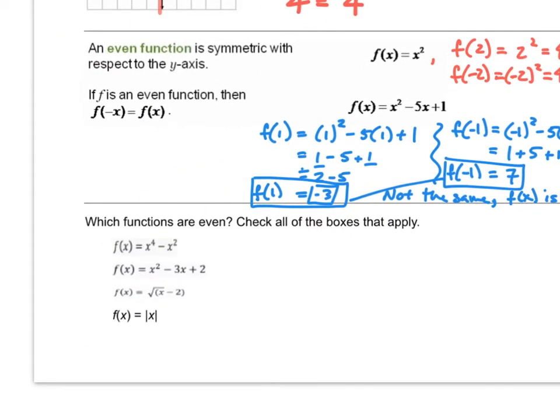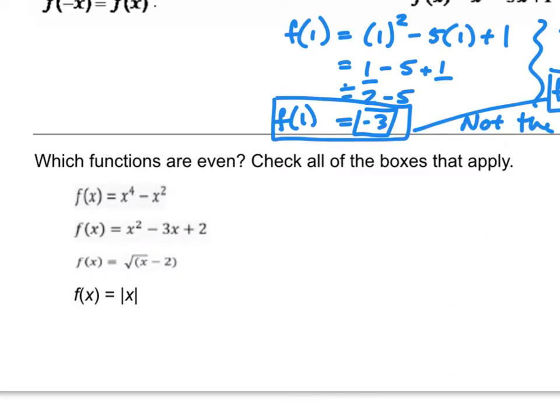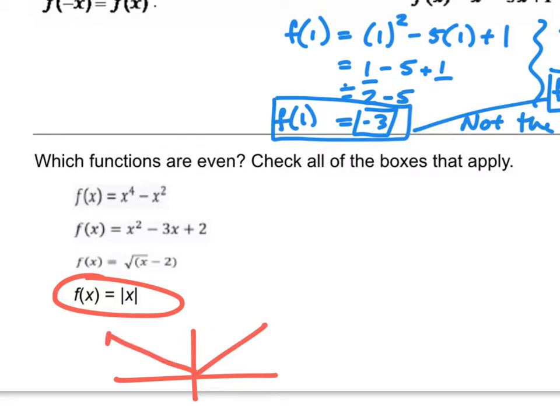Over here it says, which functions here are even? Check all the boxes that apply. The ones that I know are for sure even is this one, and I just know that graph is the V-shaped graph like this, and so it's symmetric to the y-axis. And the other one that I know for sure is this one.